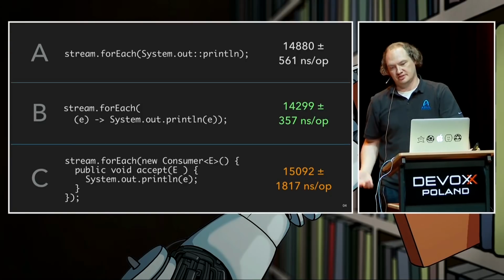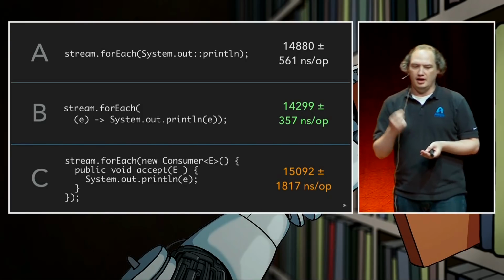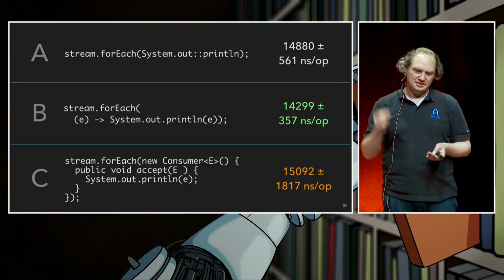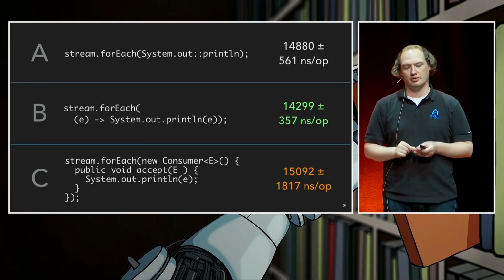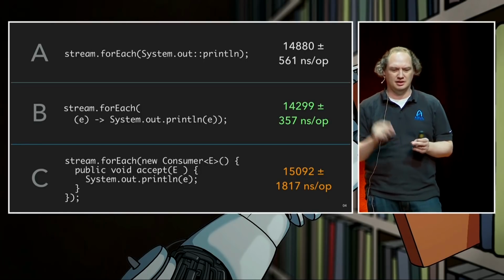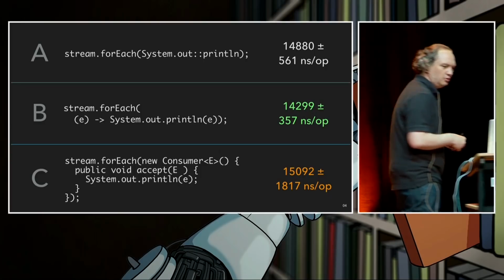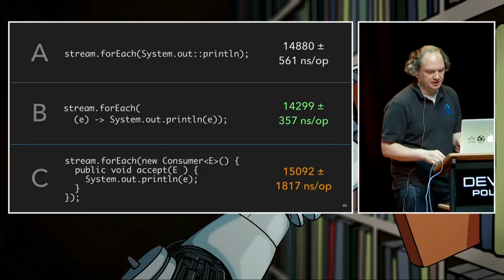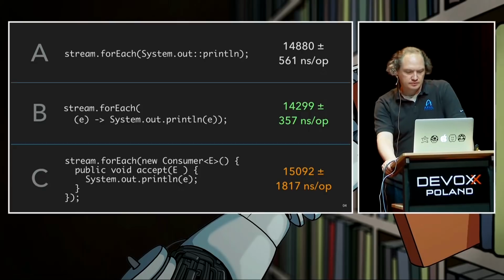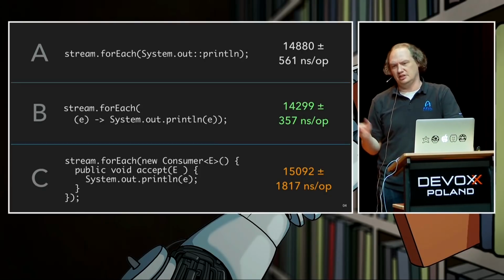And here are the results. The System.out.println method literal is actually a touch slower than the handwritten lambda. A touch. I mean, it's only 300, or 500 nanoseconds, so I'll give you that. But why would that be? There is actually a difference in the bytecode here. And fortunately, the ugly thing, the anonymous inner class, is the slowest.